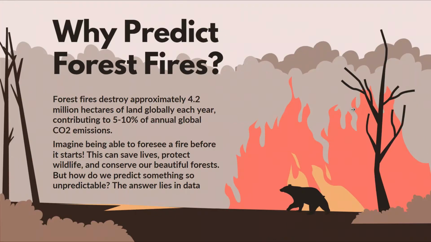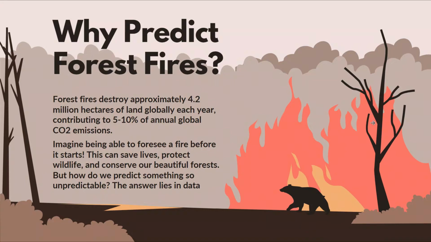Forest fires destroy approximately 4.2 million hectares of land globally each year, contributing to 5 to 10% of annual global CO2 emissions. Imagine if we could foresee a fire before it even starts. This could save lives, protect wildlife, and conserve our beautiful forests. But how can you predict something so unpredictable as fire? The answer lies in the data.